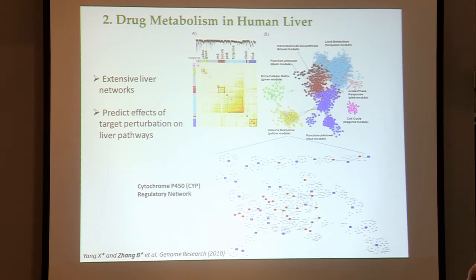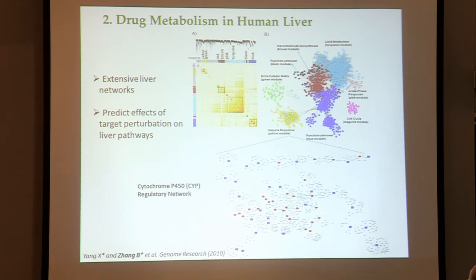Okay, so the second example is integration of co-expression network and Bayesian network in human liver. This is a cohort including 430 human liver samples. Again, we have complete clinical, genotype, and gene expression information.